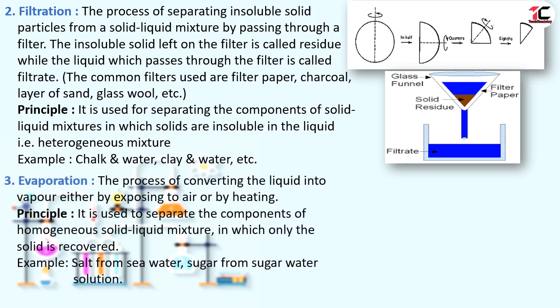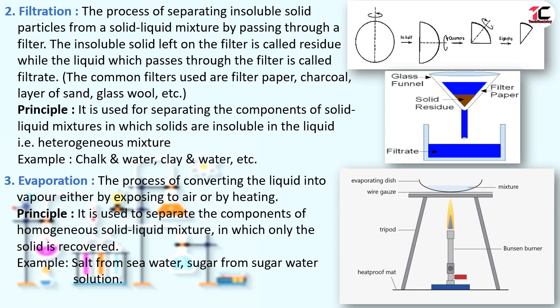Our next process is evaporation. It is the process of converting a liquid into vapor either by exposing it to air or by heating. What is the principle behind it? It is used to separate the components of a homogeneous solid liquid mixture in which only the solid is recovered. That means two substances are here, but only the solid will be recovered by this process. Which types of substances can be separated by this method? We can separate salt from seawater, sugar from sugar water solution.